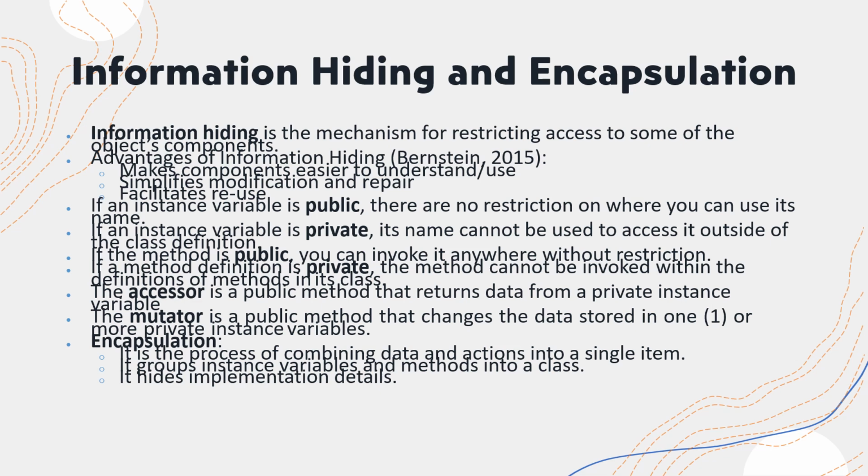The accessor is a public method that returns data from a private instance variable. The mutator is a public method that changes the data stored in one or more private instance variables.